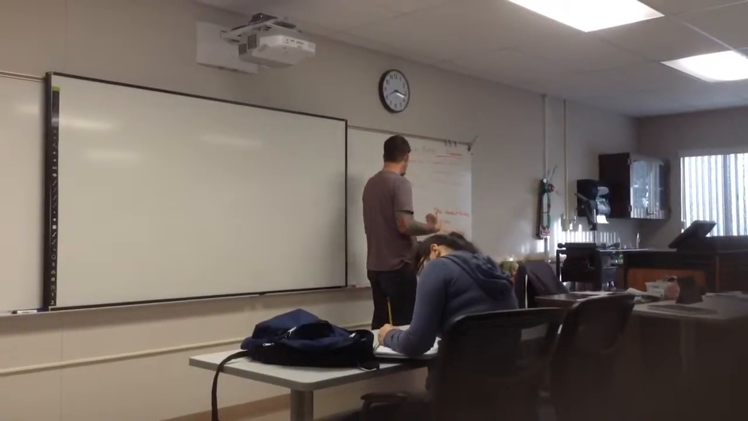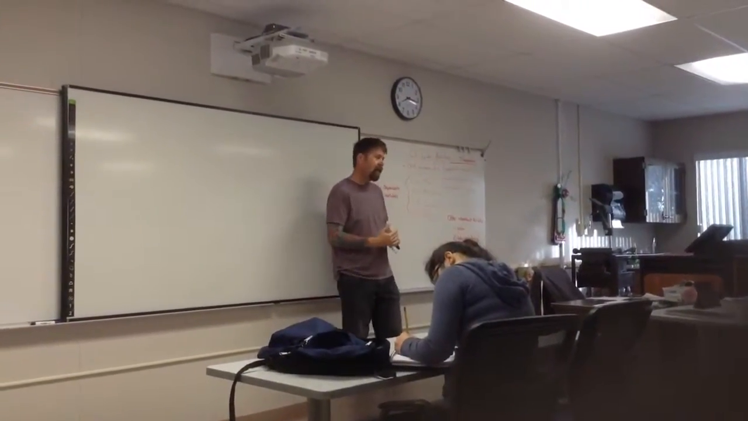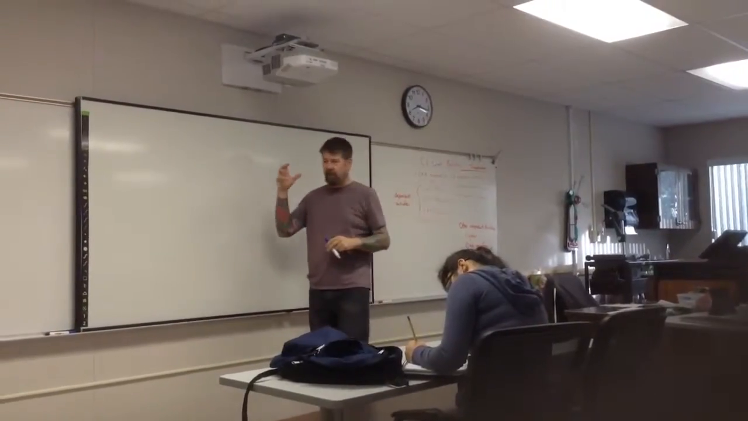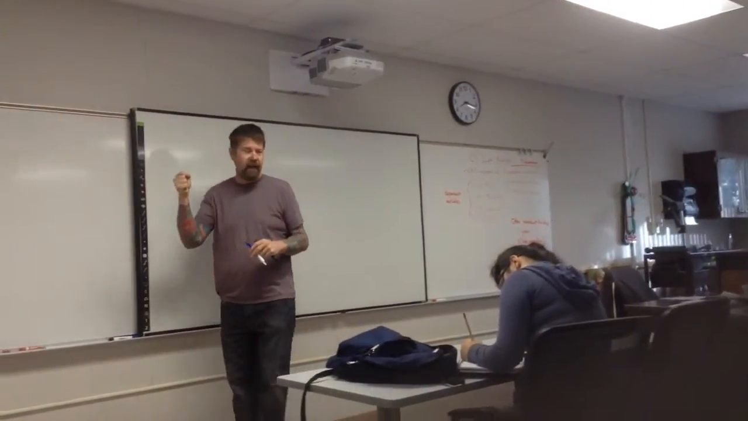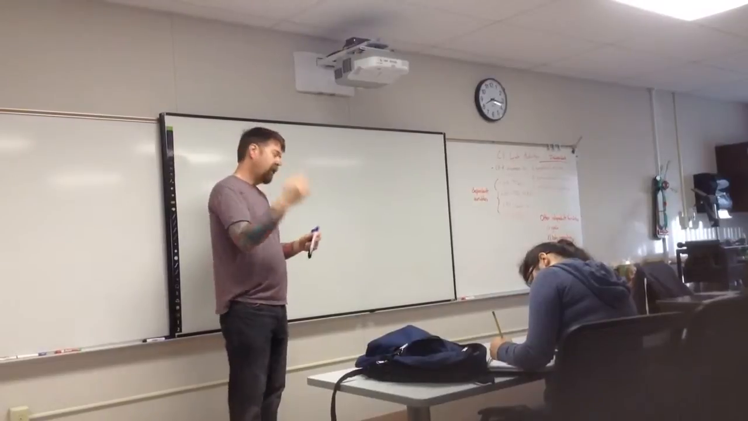Blood pressure is systolic over diastolic. There are two numbers that we calculate there. Systolic is the pressure during ventricular systole. Diastolic is the pressure during ventricular diastole.